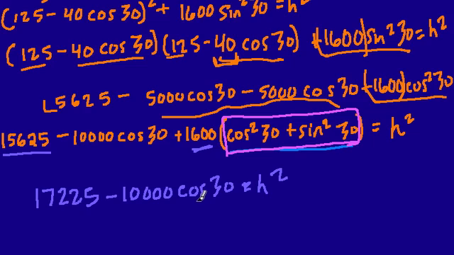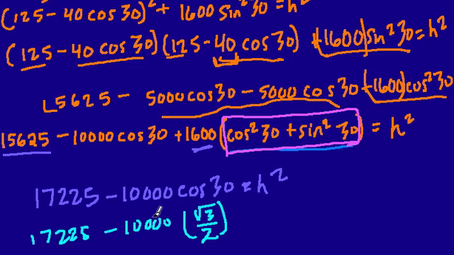Anyway, the cosine of 30 is radical 3 over 2. And I can write that as a decimal if I wanted to. I'm going to leave it as radical 3 over 2. I kind of like working with that fraction. So that's the radical 3 over 2, right, times 10,000. That's this term. So it's 17,225 minus 10,000 times the square root of 3 over 2, and that's h squared.